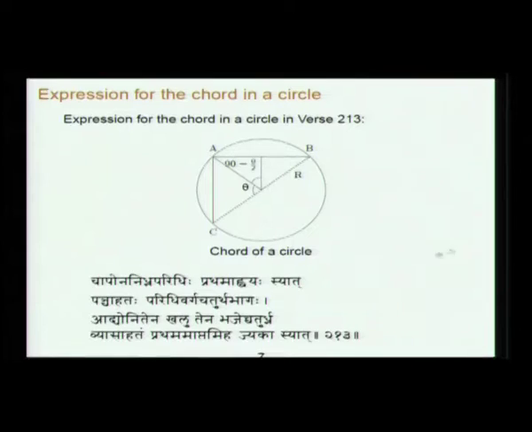So, chord of a circle. This is in a circle, a chord in a circle. This is your arc AB. Corresponding to that is this chord AB. So, he gives the result for the chord in the following manner.